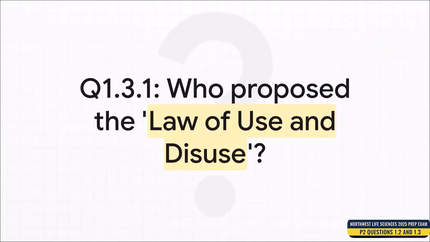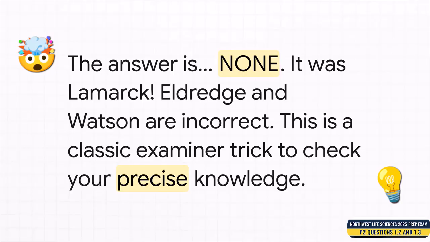Okay, check this out. The question is, who proposed the law of use and disuse? Your options are Eldridge and Watson. Now, it's super tempting to just pick one, right? But hold on a second. Take a breath and really think. Are you absolutely sure it was one of them? And the answer is none. That's right, it was actually Lamarck who came up with this idea. This is a classic examiner's trick to see if you're paying attention. So please always remember that none is a totally valid option. Don't let them catch you out.